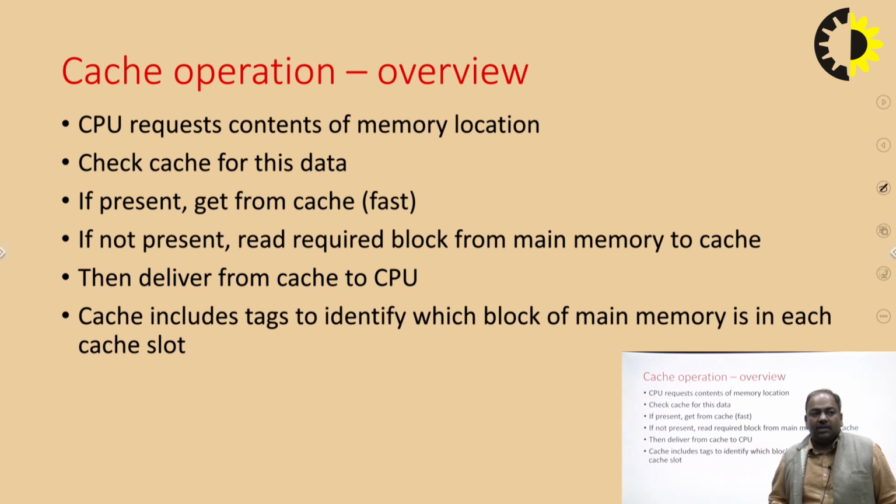So the cache memory does its operations on the basis of requests from the CPU. The CPU checks the cache for the data. If it is present in the cache memory, then it is executed. If it is not present in the cache memory, then the required block is read from main memory into the cache, and through that read operation the data or instruction from the main memory is transferred to the cache memory, and then from the cache memory it is transferred to the CPU. The CPU includes the tag to identify which block of the main memory is in the cache slot.